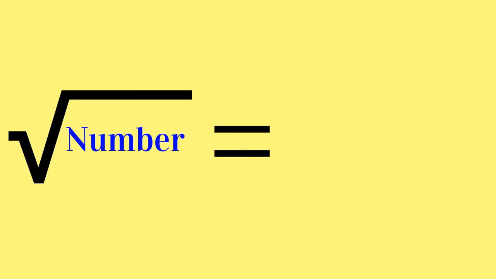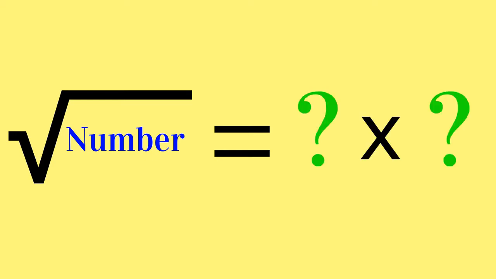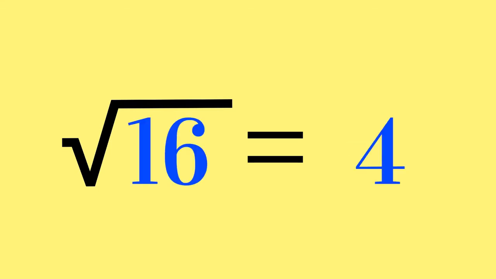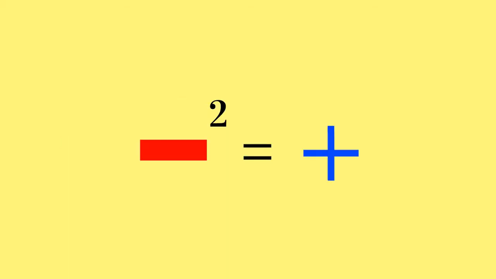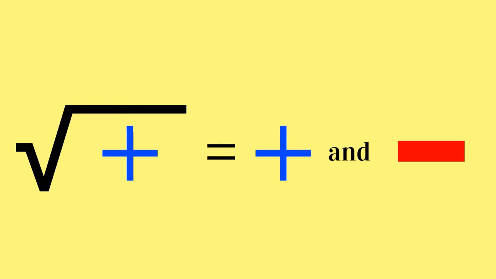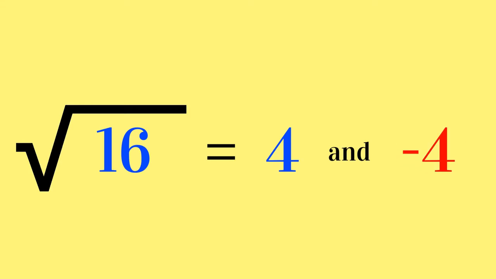When we look for the square root of a number, we are looking for a number that when multiplied by itself gives us this answer. When you look for the square root of a positive number, you have been used to looking for only one answer, such as the square root of 16 is 4. But now we know that the square numbers of negative numbers are positive. We know a positive number will have two square roots, one positive and one negative. So the square root of 16 is actually 4 and negative 4.